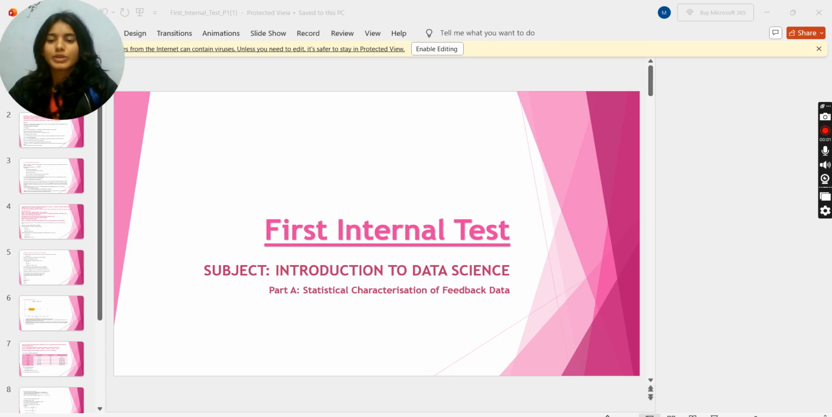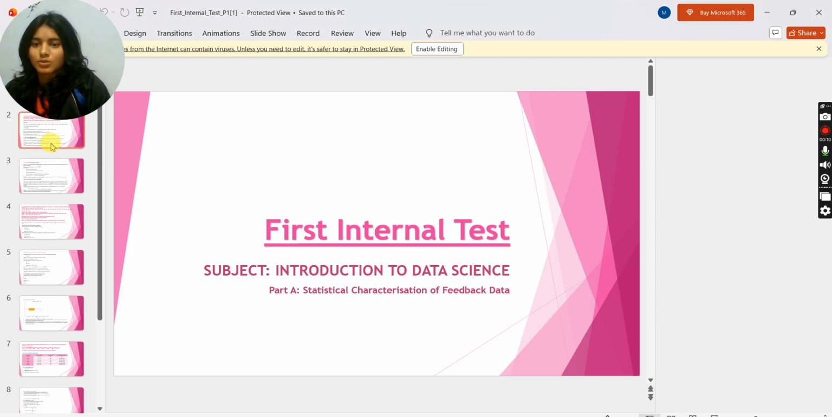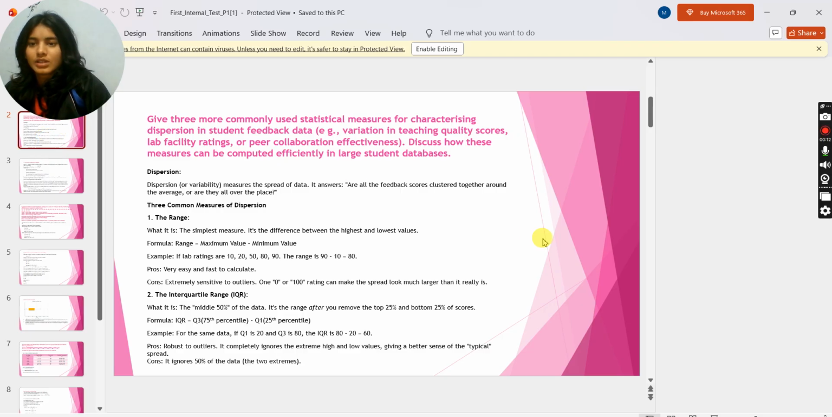Everyone, today I am going to explain Introduction to Data Science Part A, Statistical Characterization of Feedback Data. First, we give three commonly used statistical measures for characterizing dispersion in student feedback data, that is, variation in teaching quality scores, lab facility ratings, or peer collaboration effectiveness. Discuss how these measures can be computed effectively in a large student database.